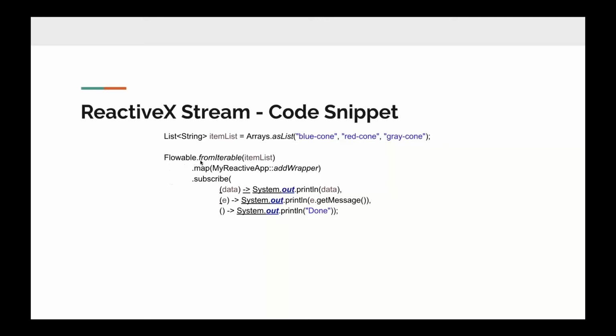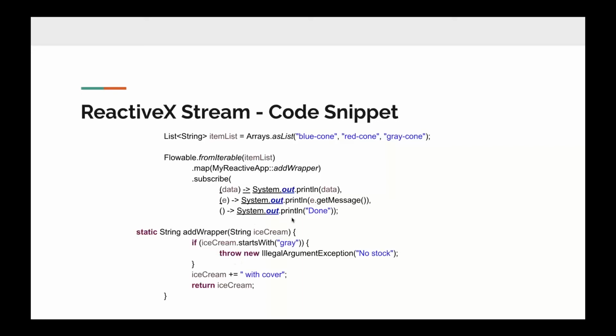So you can see Flowable from iterable. Iterable means it's a list. So you can have from array, from iterable, from list. Many things are there. So you map and you subscribe. Here is the key. When you are subscribing, you are passing three functions. Function 1 gets data, function 2 gets error, function 3 gets Unit, right? Unit means nothing. Then it is done. So this is what I said. It's three different channels.